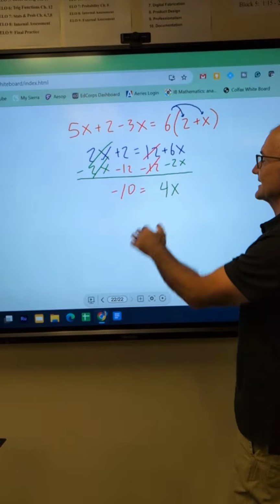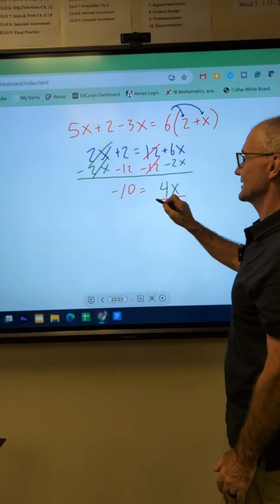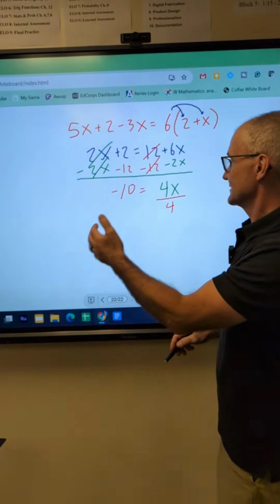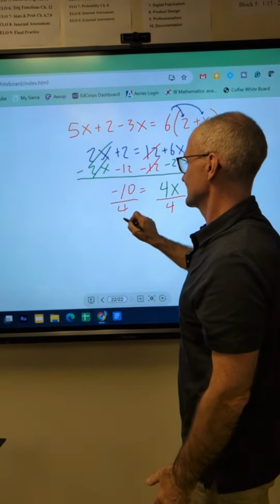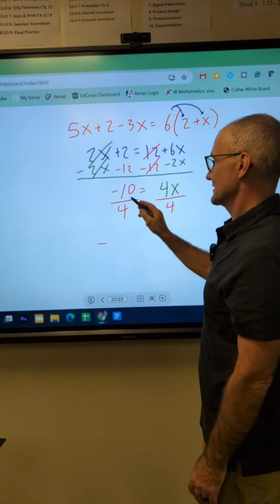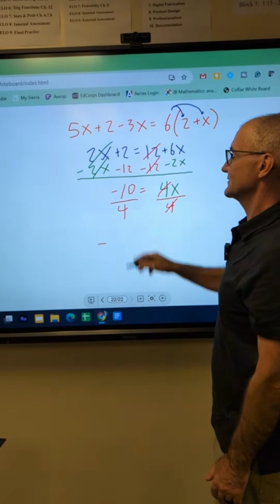Last step, I'm going to get that x by itself. It is being multiplied by 4. So I'm going to reverse that operation, divide by 4. Divide the right, divide the left. Negative divided by a positive is a negative. It's x is equal to negative 10 fourths.